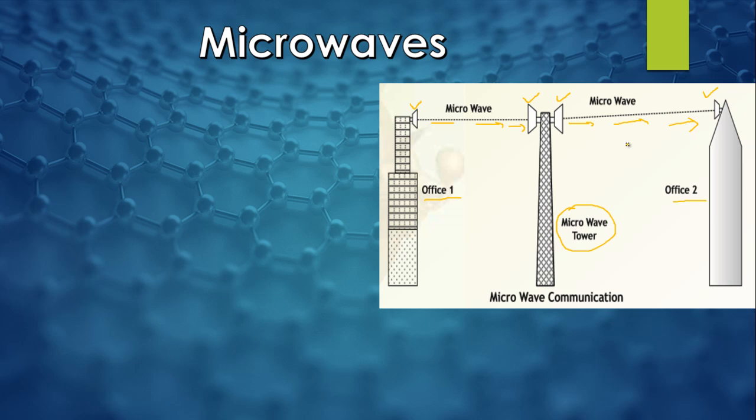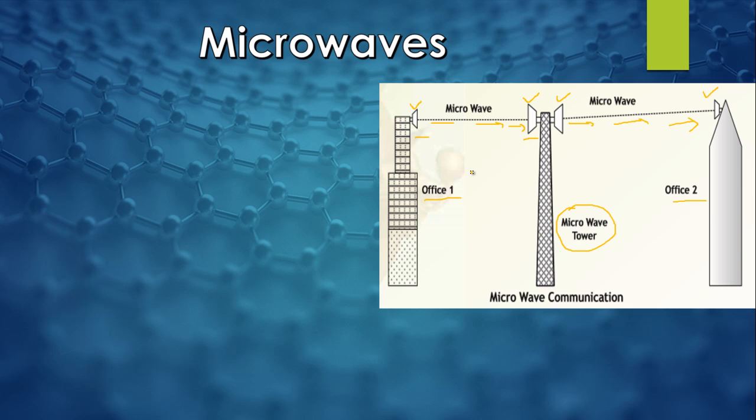Okay, you can see in this diagram these two antennas, right? So this is the office 1 antenna and this is a microwave tower antenna. So these two antennas are arranged in such a way that the signal directly travels from one point to the other point without any obstruction in between. Okay, so the antennas are adjusted in such a manner.